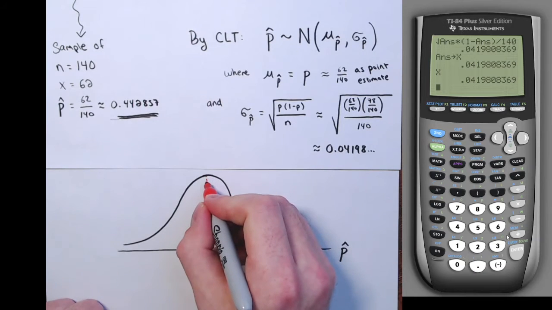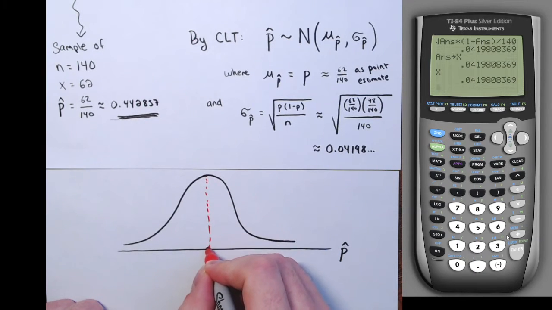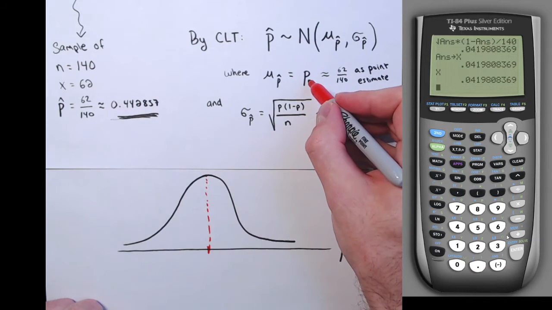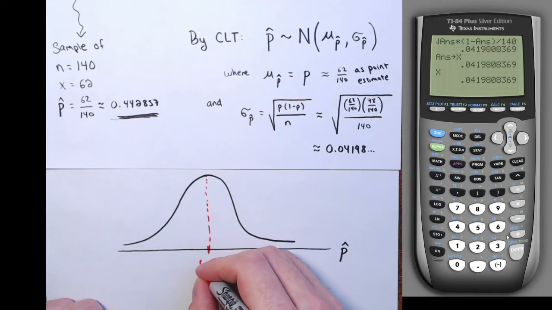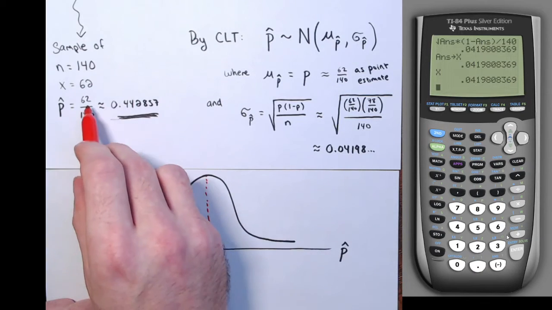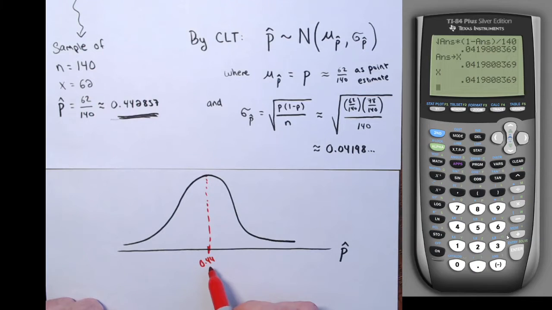Then under the peak on the number line is our mean value, which normally would be whatever p is, but we don't know what p is, so I'm using this 0.44. I'm using this 62 out of 140 value in the middle.